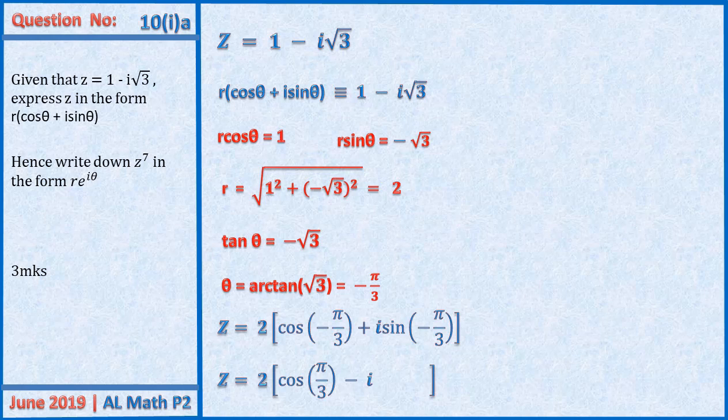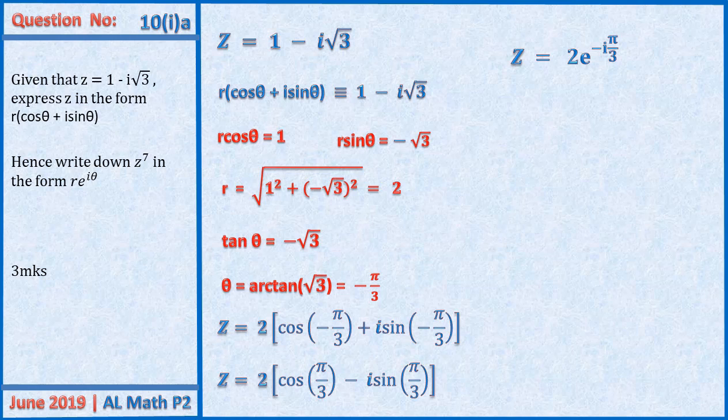So z equals 2 cos pi on 3 minus i sin pi on 3. Recall that the cosine function is an even function, so cos minus pi on 3 is the same as cos pi on 3. That's why we have replaced minus pi on 3 with pi on 3 in the cosine function. And the sine function is an odd function, so sine minus pi on 3 is the same as minus sine pi on 3. And that's why it has been written in this form.